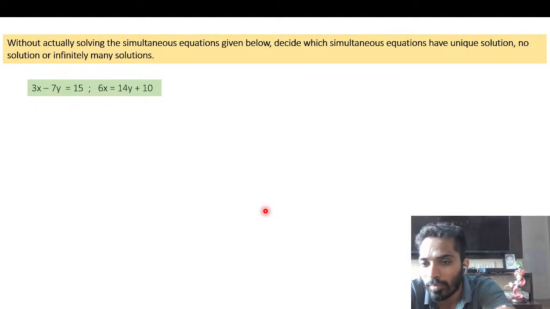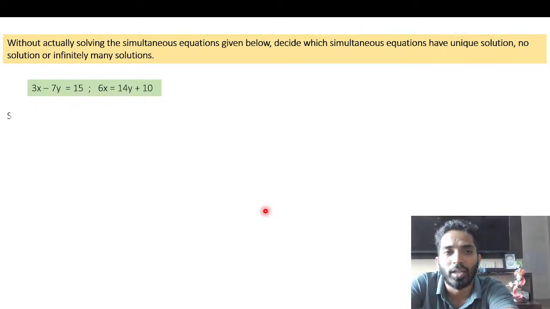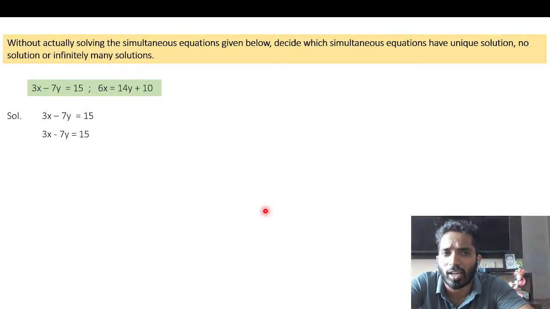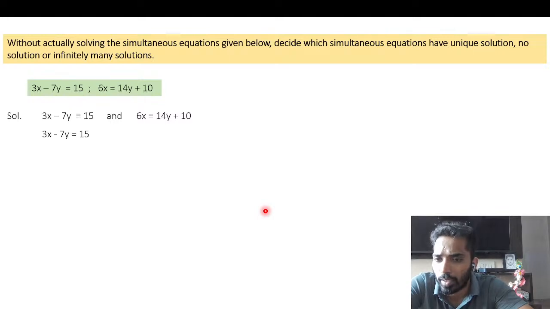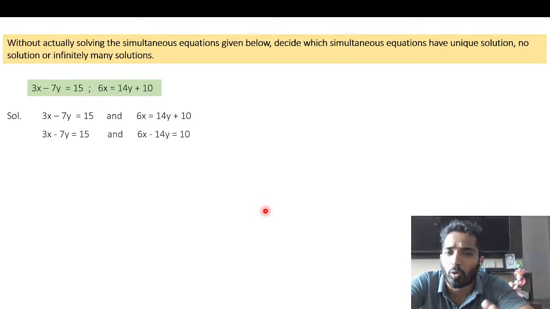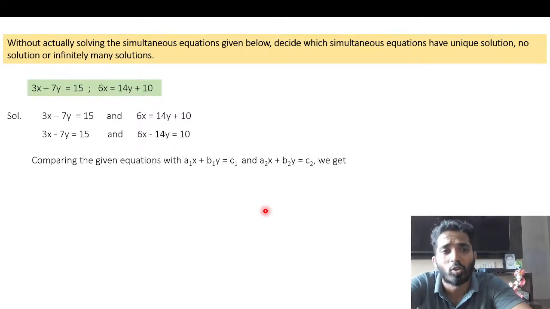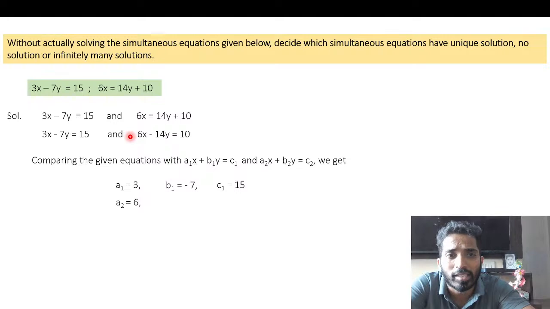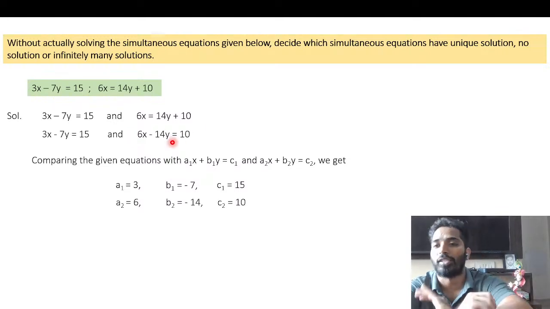When I say one, yes, one, no solution. So when I say equation number one, I'll quickly put it in the standard form. The first equation is already in the standard form. Yeah, Shifa. Second equation will have to transport minus 14y to the left hand side. Comparing the values, A1 is 3, B1 is minus 7, and C1 is 15. A2 is 6, B2 is minus 14, and C2 is 10.